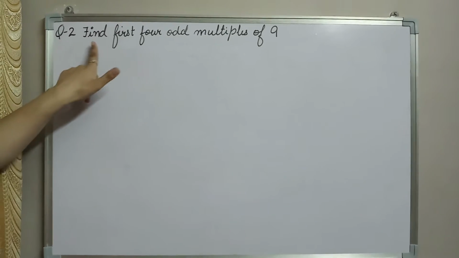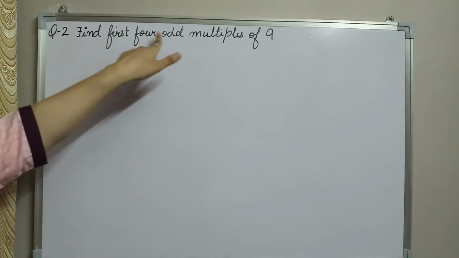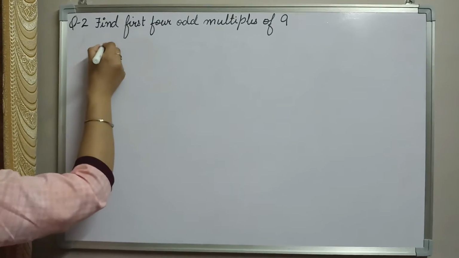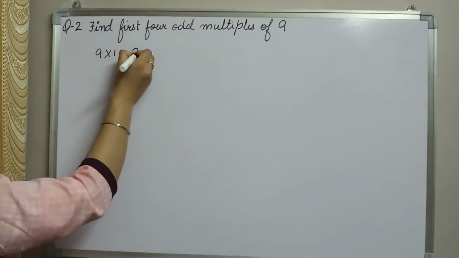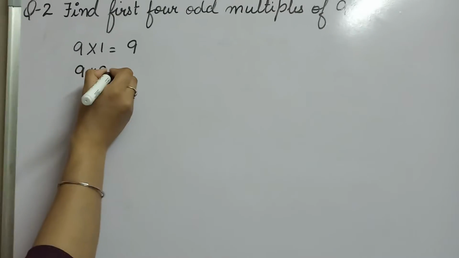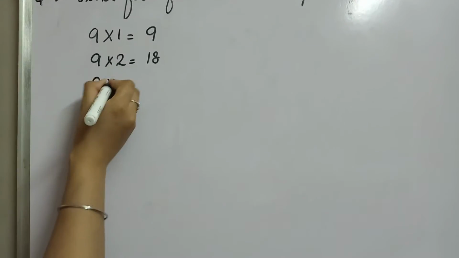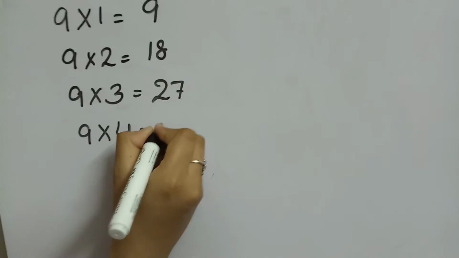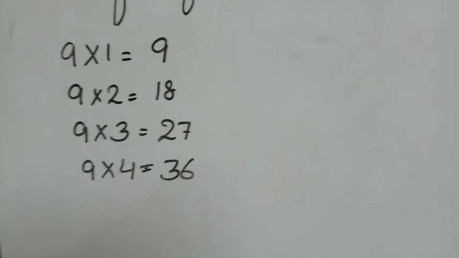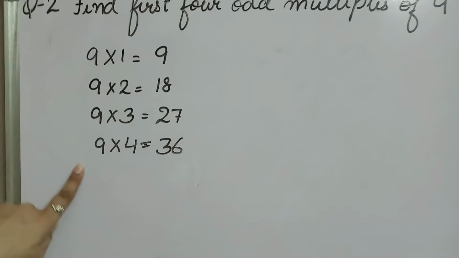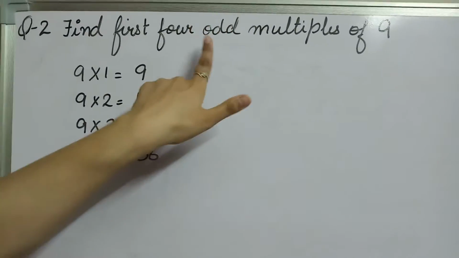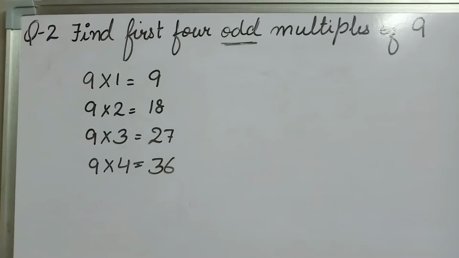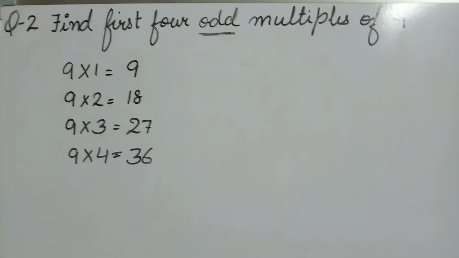Now next question is, you have to find out first 4 odd multiples of 9. So first of all we will write down the table of 9 up to 4. 9 1s are 9, 9 2s are 18, 9 3s are 27, 9 4s are 36. So children, is it okay? We have found the first 4 multiples of 9. But they have asked you first 4 odd multiples. Now you have to check that your multiples are odd or not.